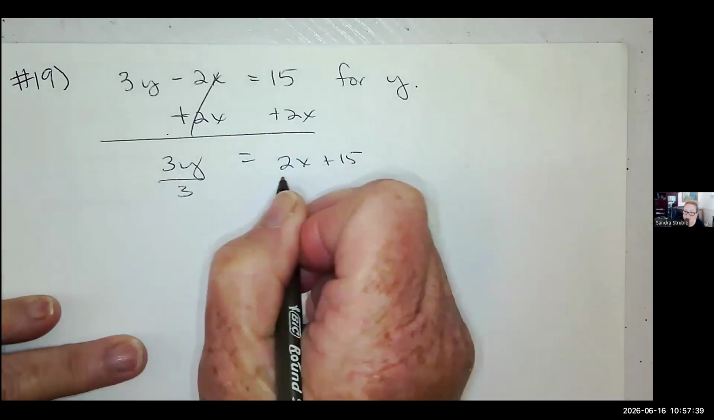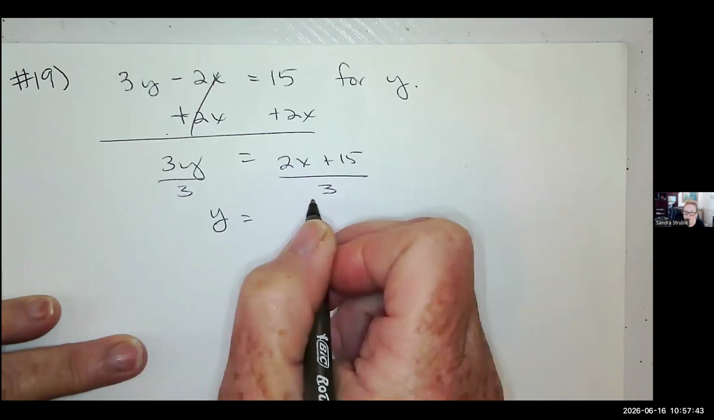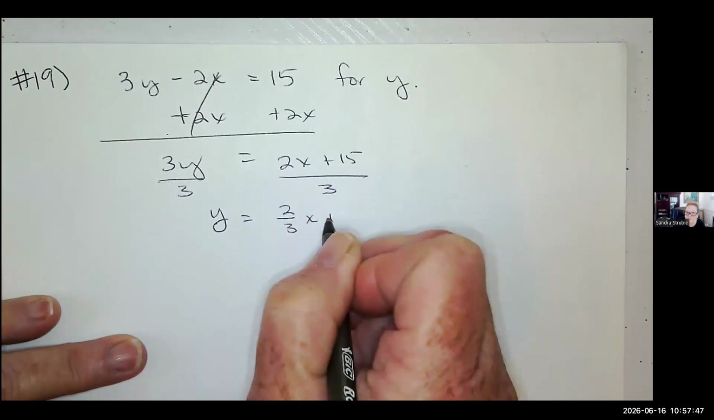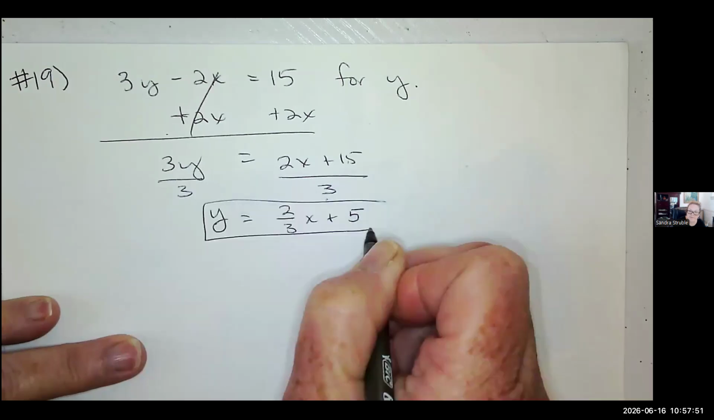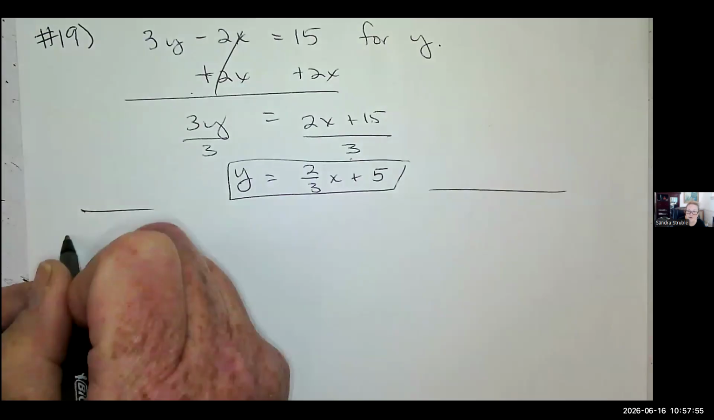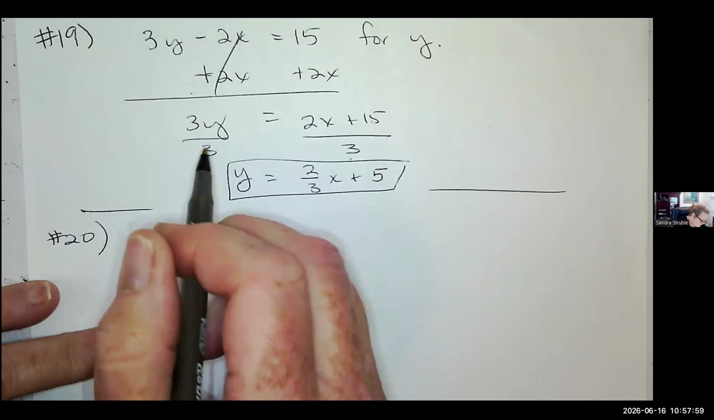Now, I could leave it like this, or I could go 2/3 x plus 15 divided by 3 is 5. All right, go to 20. Again, both 1500 and college algebra statistics all need to know how to do this as well.